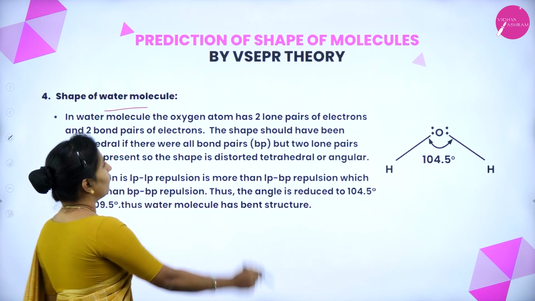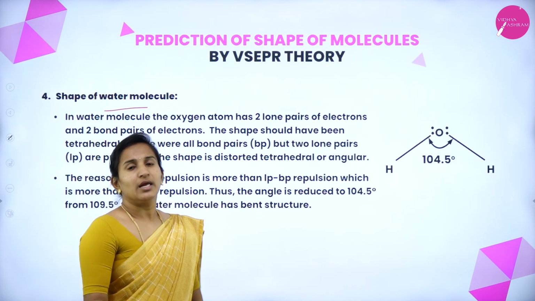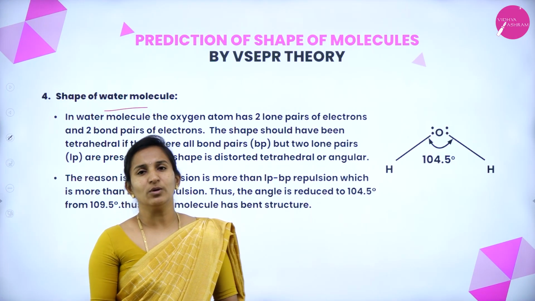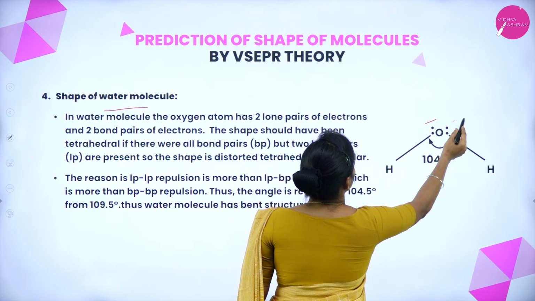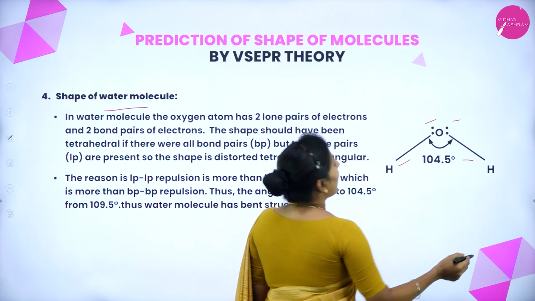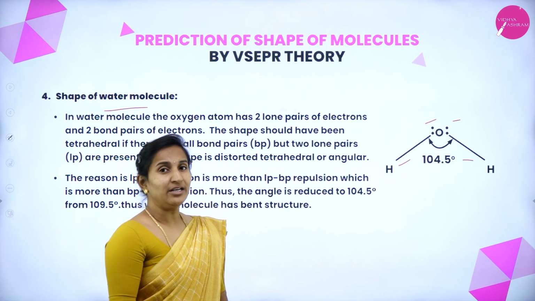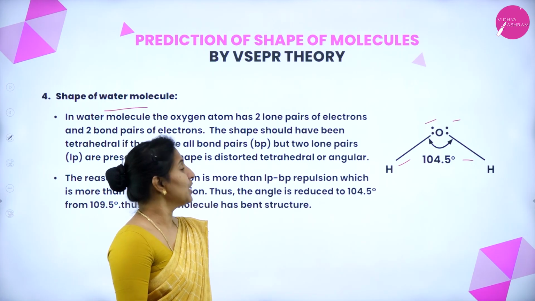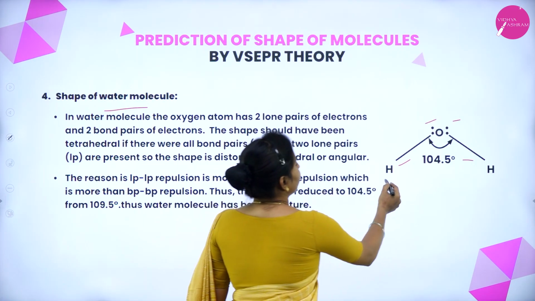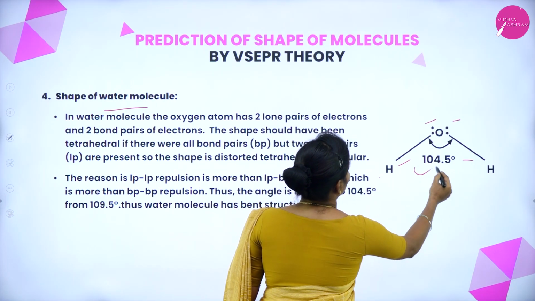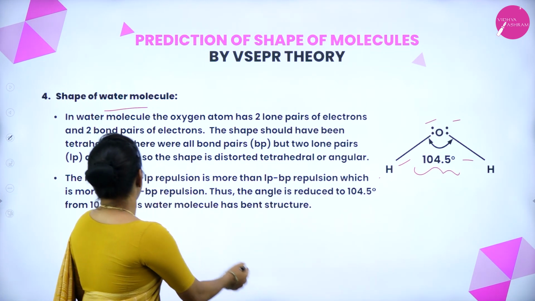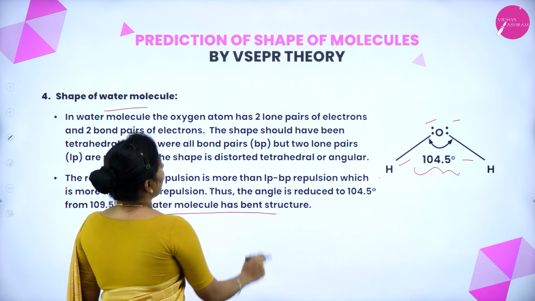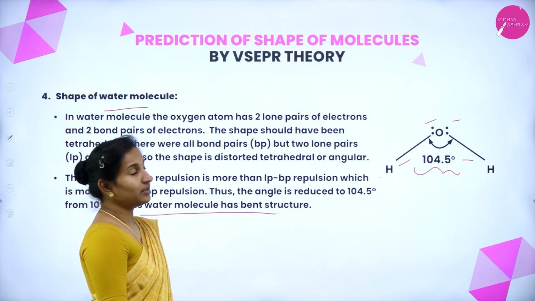The shape of the water molecule. The water molecule has 2 lone pair electrons and 2 bond pair electrons. It has a bent V shape or inverted V shape. It shows a bond angle of 104.5 degrees, and thus the water molecule has a bent structure.